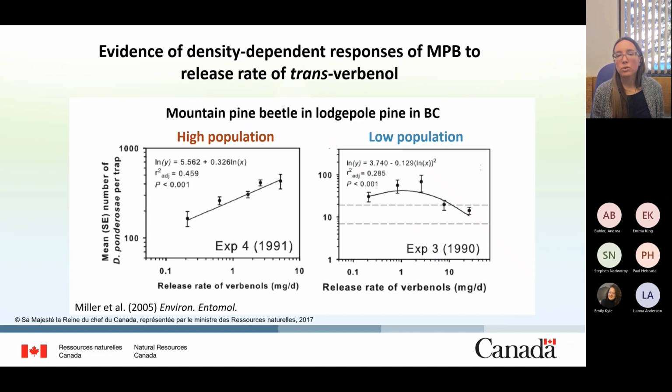In doing this work, we improved the pheromone by adding both of the tree chemicals to that lure. We also wanted to understand whether there was evidence of density dependence of mountain pine beetle to its own pheromone. We got this idea because in the literature, in BC, a researcher found at high populations of mountain pine beetle, if you increased the amount of this beetle-produced pheromone, an attraction pheromone called trans-verbenol, you would continue to get more and more beetles caught in your trap. However, at low populations, in BC lodgepole pine, if you increased the amount of this beetle-produced pheromone, that wasn't a linear relationship, and actually at really high amounts of the pheromone, there was a decrease in trap catches.